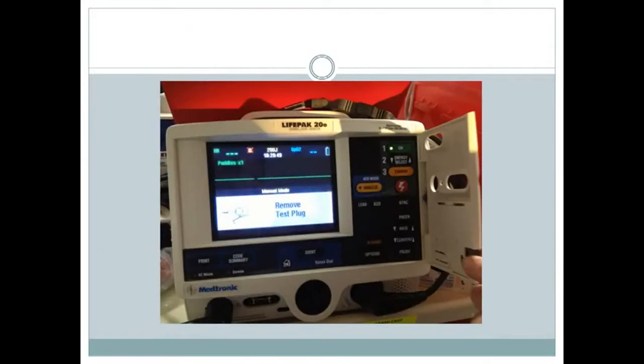These are the new devices that we have here. They have this door. If the door is closed, it's an AED. If you open it, it's a regular defibrillator. Physicians, please open it. Don't use it like an AED.